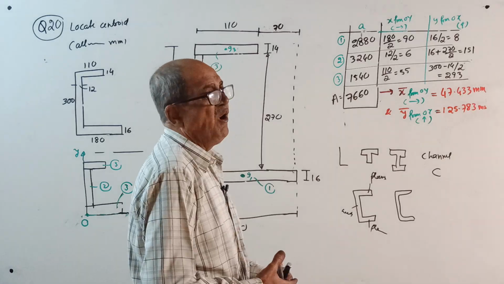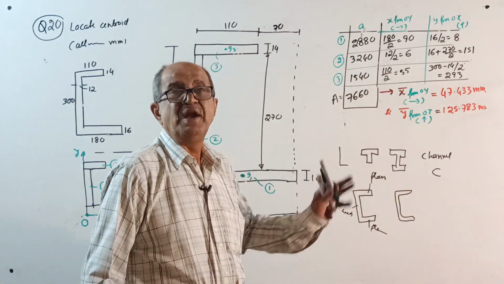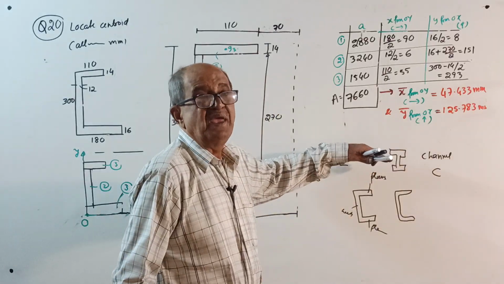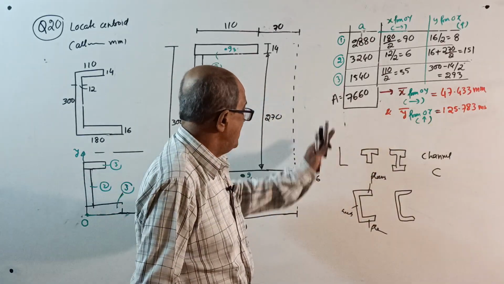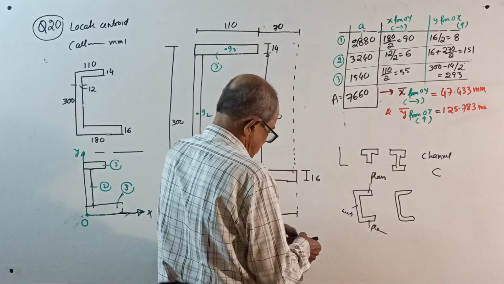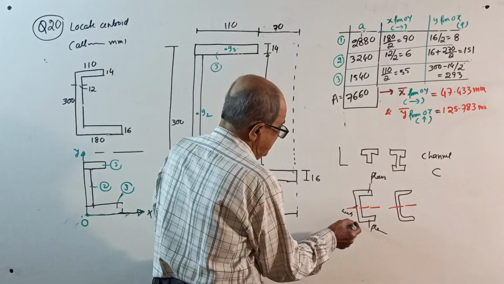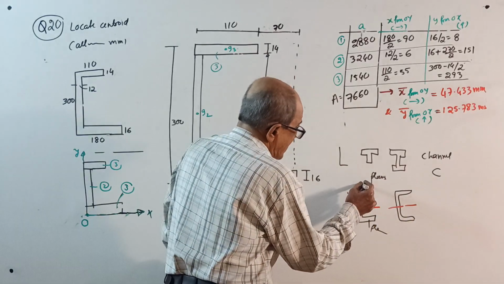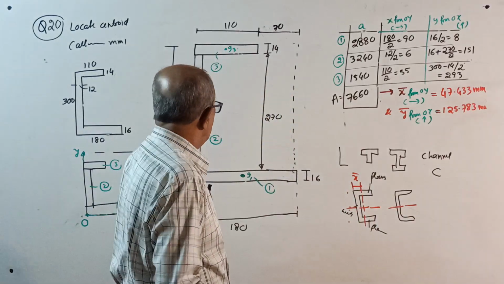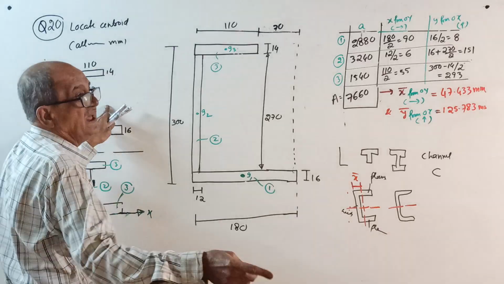Now, all the channel sections available are symmetrical about the x-x axis. Y you have to locate. I section is symmetrical about y, and x you have to locate, or y bar you require. Here, x bar is required, because the symmetry axis lies here. This is the midpoint, this is the midpoint, so the other axis will be somewhere here. This x bar you require.